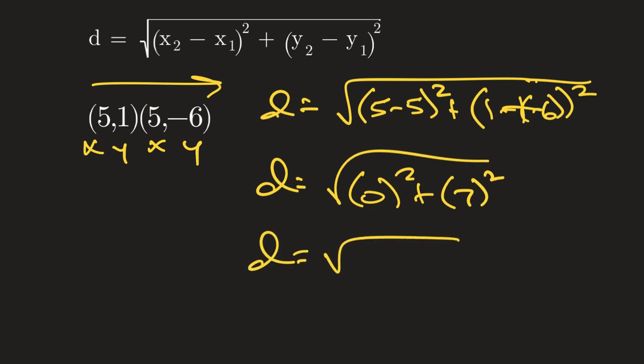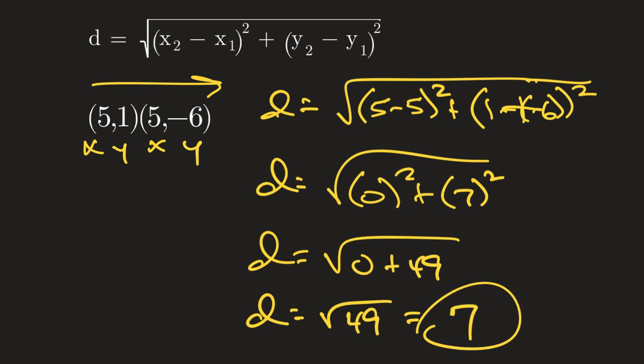0 squared. 0. Awesome. 7 squared. 49. And 0 plus 49 is 49. And the square root of 49? 7. That one works out pretty nice. We're able to take a nice clean square root of a perfect square number. Got a 7.